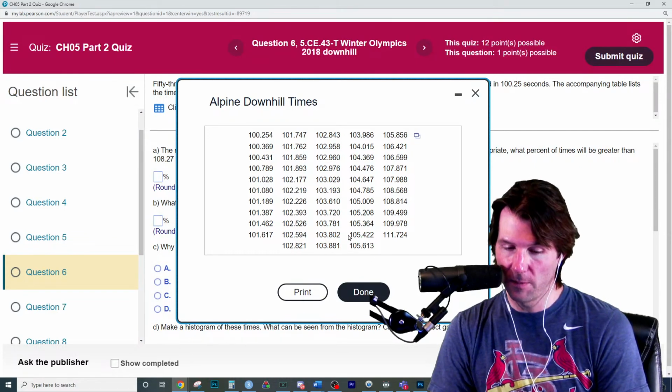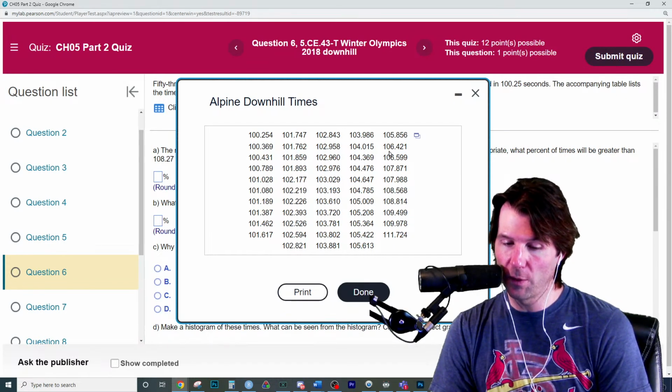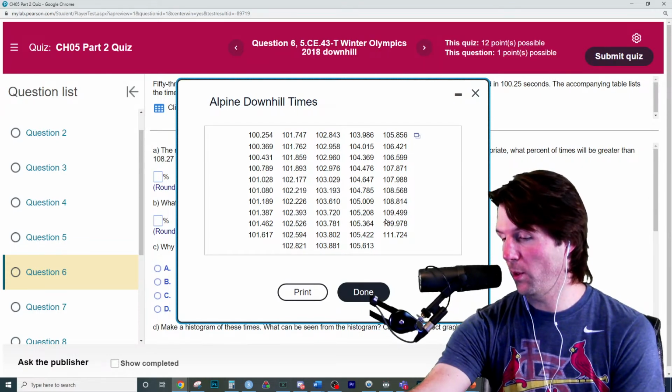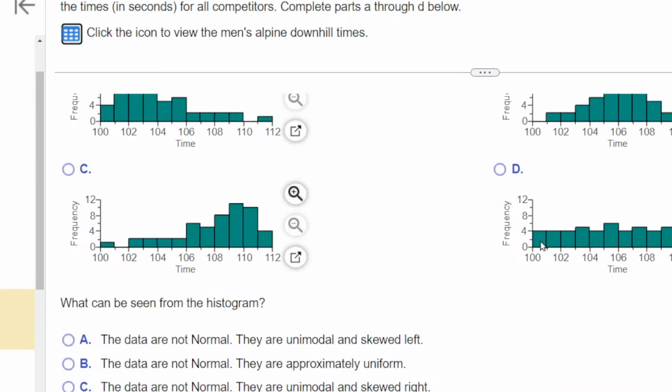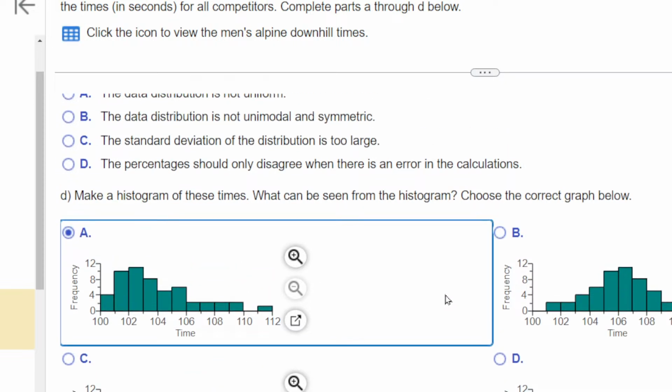What does it look like to you? Do you see it? There's a little bit of right skew to the data. If you look over here on the higher numbers, the data is more pulled out. Here's 100 to 101, and here's 105 to, this is a range of 6 seconds. So this shows me the higher end of the data is more pulled out. There's a clump of data at the start, and it tells me what the histogram looks like just by looking at it.